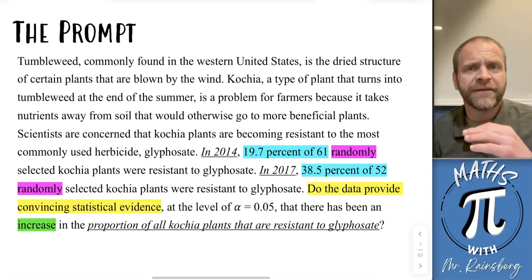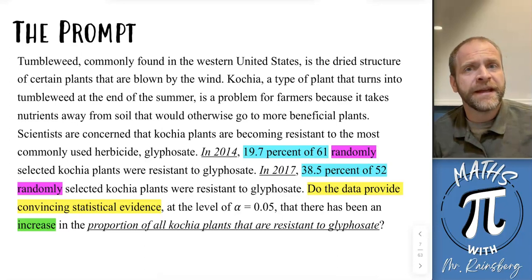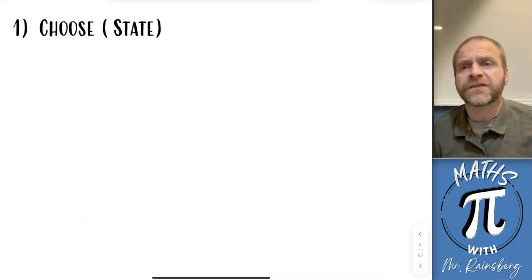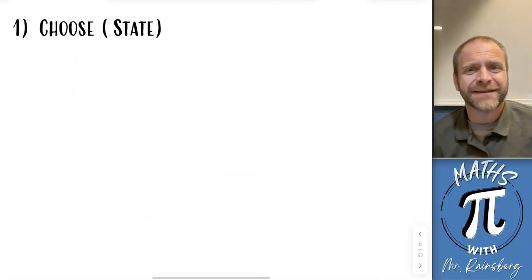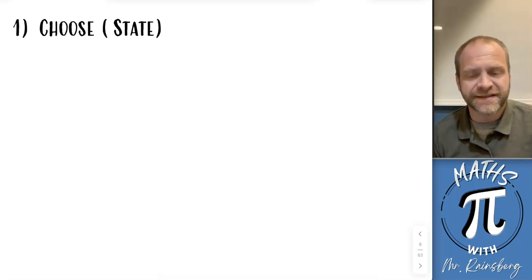And you can see down here I have underlined a few things as well: the 2014, the 2017, and the context, the proportion of all cochia plants that are resistant to glyphosate. So now I have how to write everything down when I'm dealing with the prompt. I'm going to choose first: what test am I going to perform? And then I'm going to actually write everything down that's in the state step.